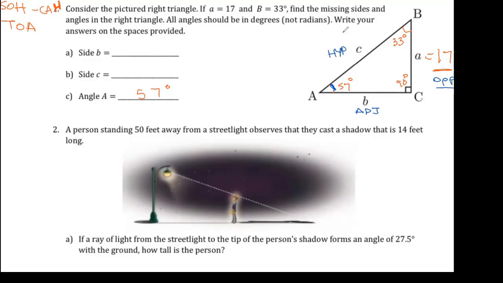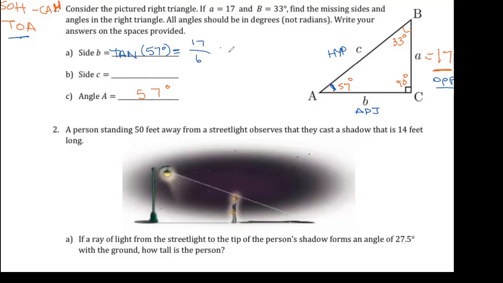We have the opposite, and we have degrees. I could actually use tangent, which is opposite over adjacent. So let's use tangent. So I can say that the tangent of 57 degrees is equal to, and here I'm going to use tangent equals opposite over adjacent. And I know everything but adjacent.